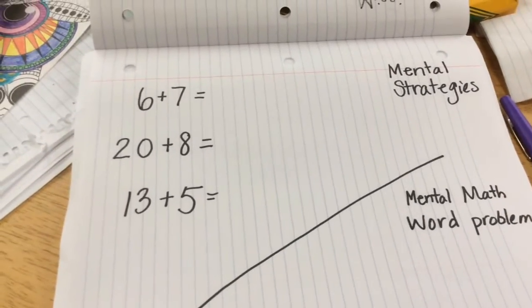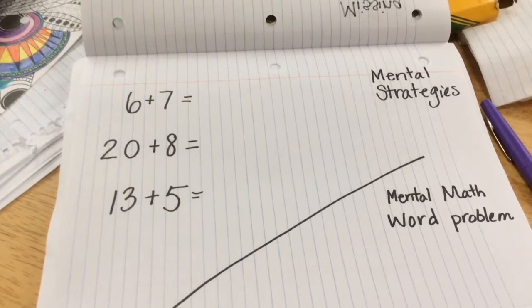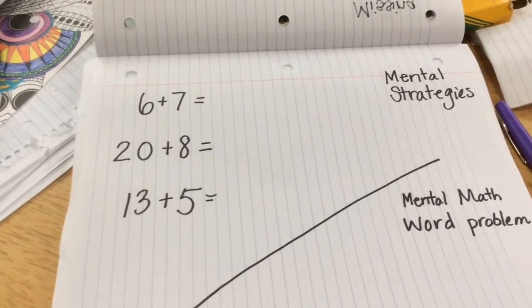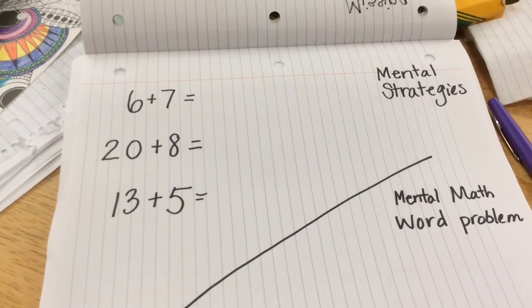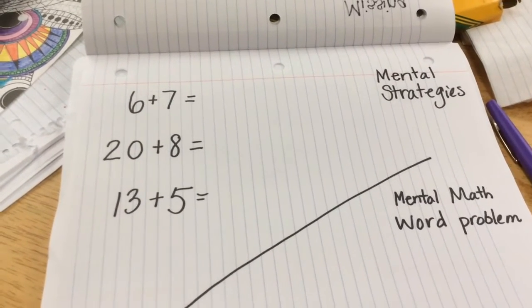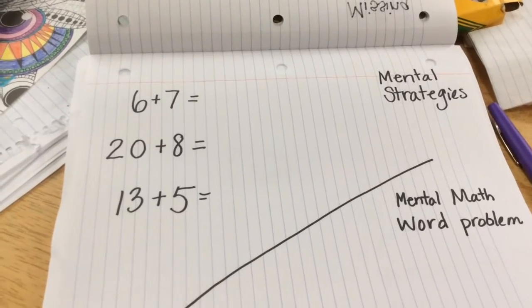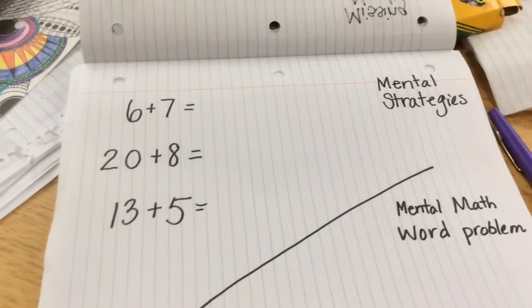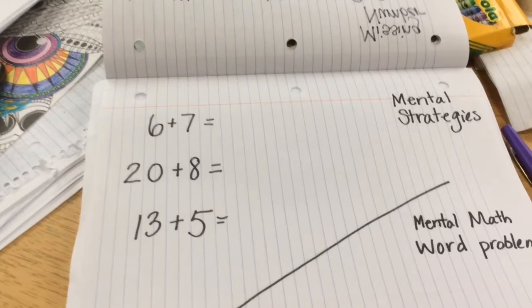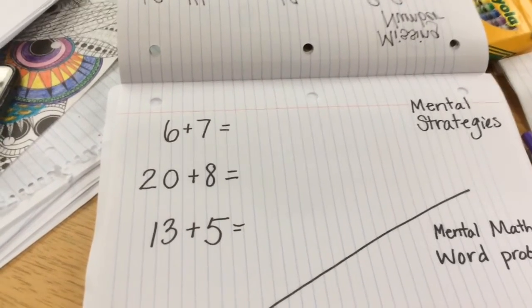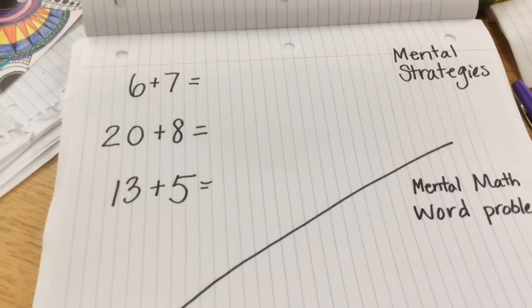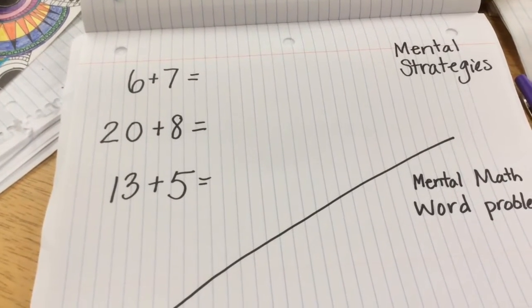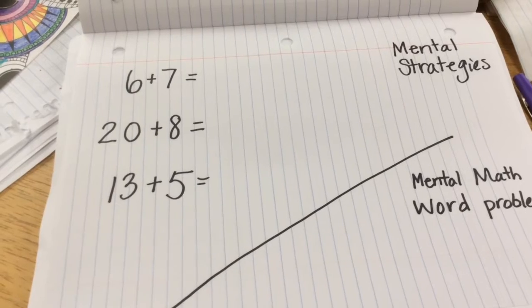First graders, each day we are working on our mental math strategies. If you look at the 3 problems I have, 6 plus 7, 20 plus 8, 13 plus 5. Tell your families what the answers are. Think about how we solve these problems. On 6 plus 7, can I make one of them equal to 10? And see how many more we have left over.